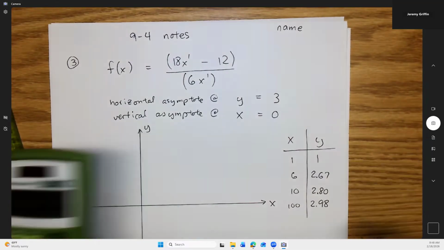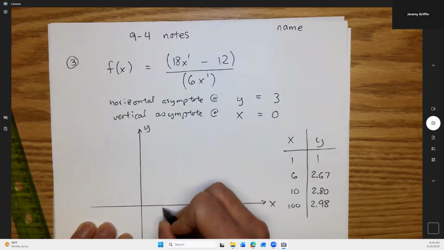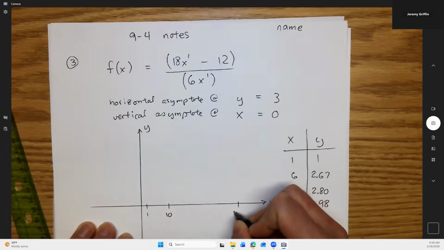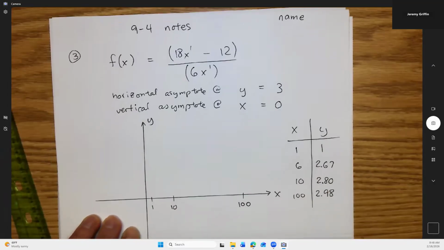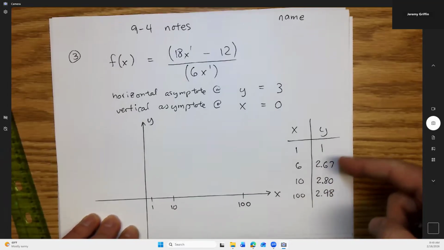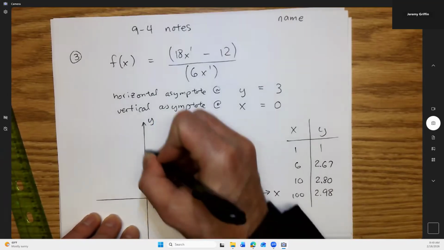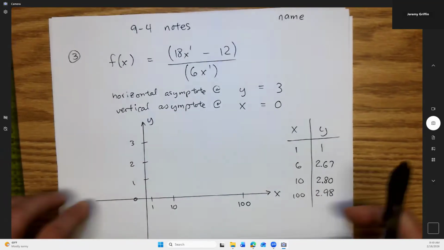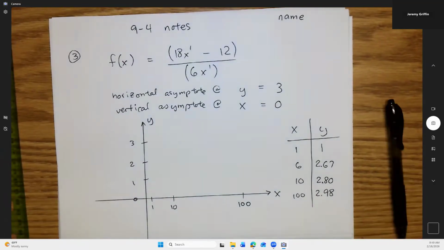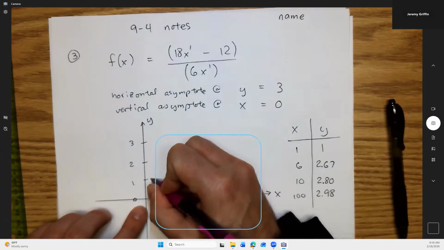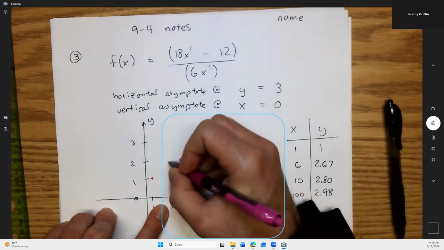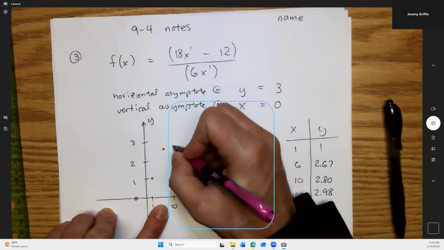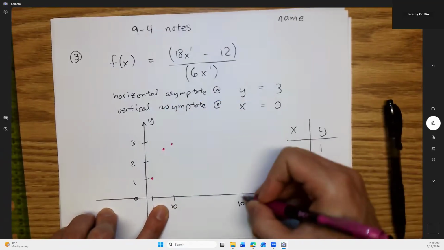Well, let's plug those points in. Here it could be 1, 10 might be there, 100 might be here. I don't think that's exactly the scale, but it should be pretty close. And then what are these costs in cents? They go 0, 1, 2, 3. The first part costs 1 cent to make. The 6th part, 267, is right about here. The 10th part, 280. 100th part, 298.